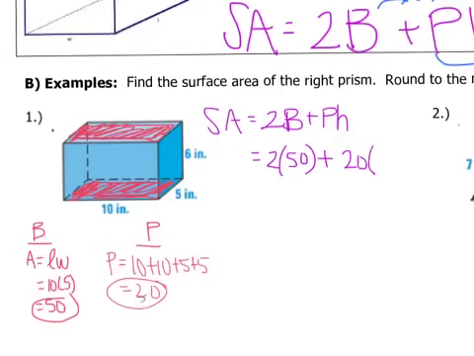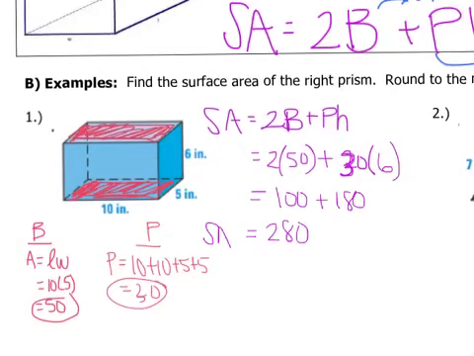So 30 goes there. And then this H is height of the prism. What is the height of the prism, Taylor? 6. That's the distance between your two bases. Once you have all those values plugged in, now it's just a calculator issue. 2 times 50 is 100. 30 times 6 is 180. Add those together. The surface area is 200. What are the units? Inches squared.